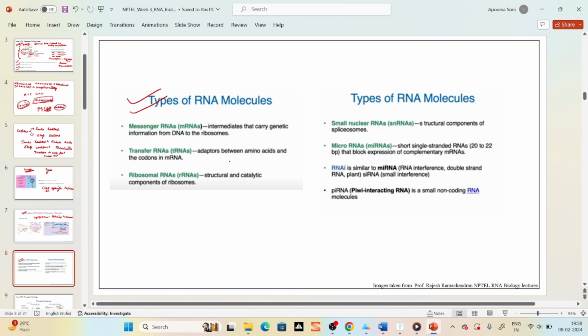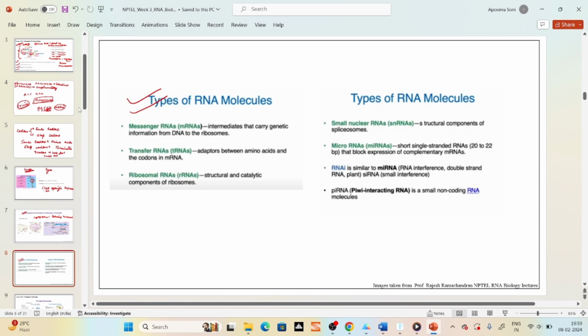There are some other kinds of RNA molecules. These are non-coding RNAs. Coding RNAs means RNAs which code for an amino acid. Non-coding RNAs are the RNAs that do not code for an amino acid. These are small nuclear RNAs, microRNA. RNA interference is a process that we'll study eventually. And then there are PIWI interacting RNAs. These are all non-coding RNAs. So these are the types of RNA molecules.